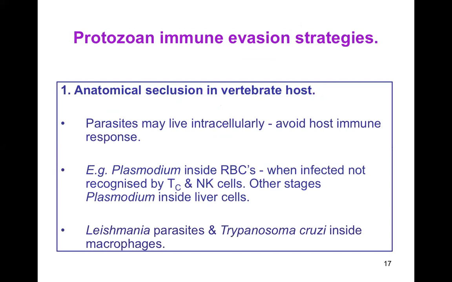But first, we can talk about anatomical seclusion in vertebrate hosts. An example given here is Plasmodium falciparum, which I've mentioned to you, residing inside the red blood cells. The infected red blood cells are not able to present the antigen, owing to the lack of a nucleus, and therefore cannot express major histocompatibility complex molecules. They would therefore be killed by cytotoxic T cells and natural killer cells as target cells. So target cells will require cell-mediated cytotoxicity.